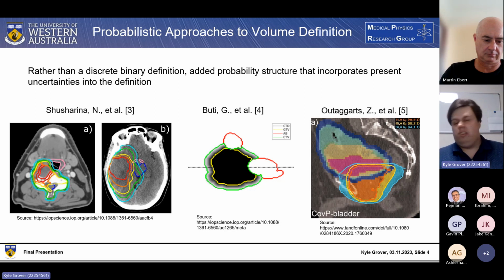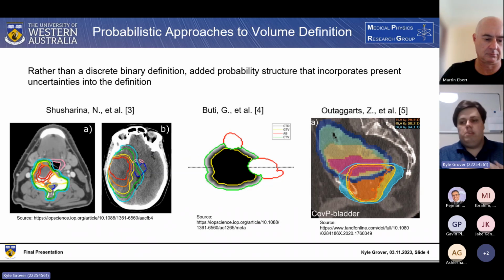Some of these include the initial findings from Shasharina, who has different shells of likelihood as to whether they contain tumorous volumes, and uses that for optimization. Beauty develops on this, where instead of a normal margin expansion to get a CTV, they implement a model for the uncertainty related to subclinical disease extent, giving a more probabilistic representation and characterization of the likelihoods of subclinical disease outside of the gross tumor volume.